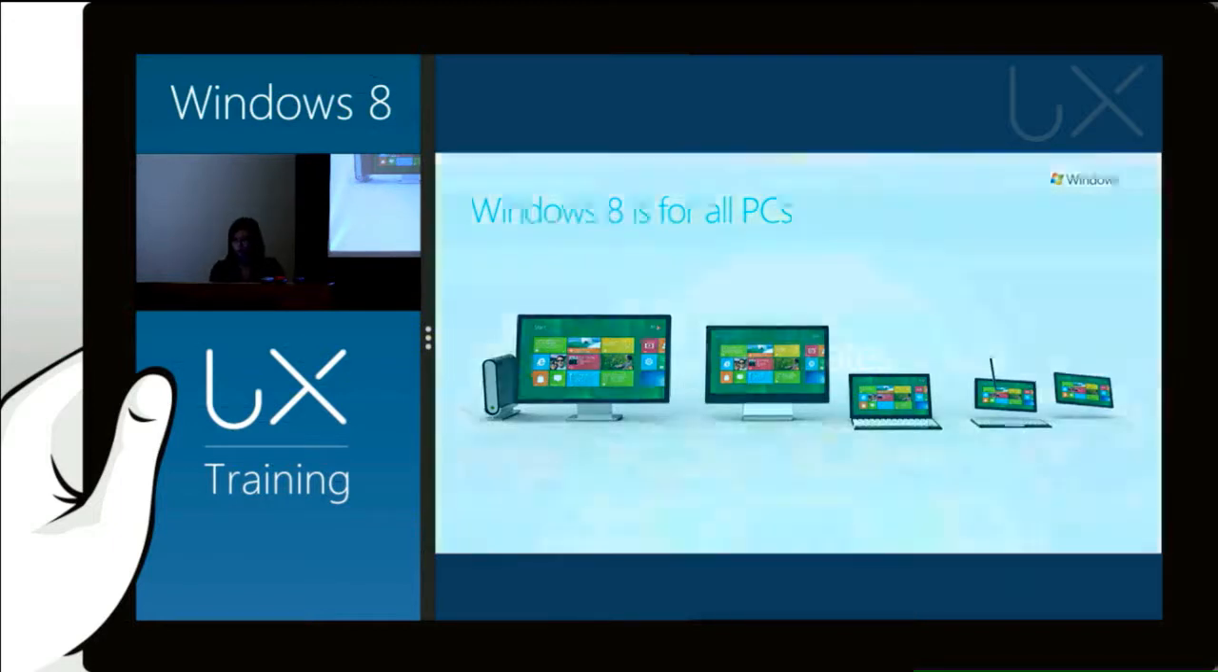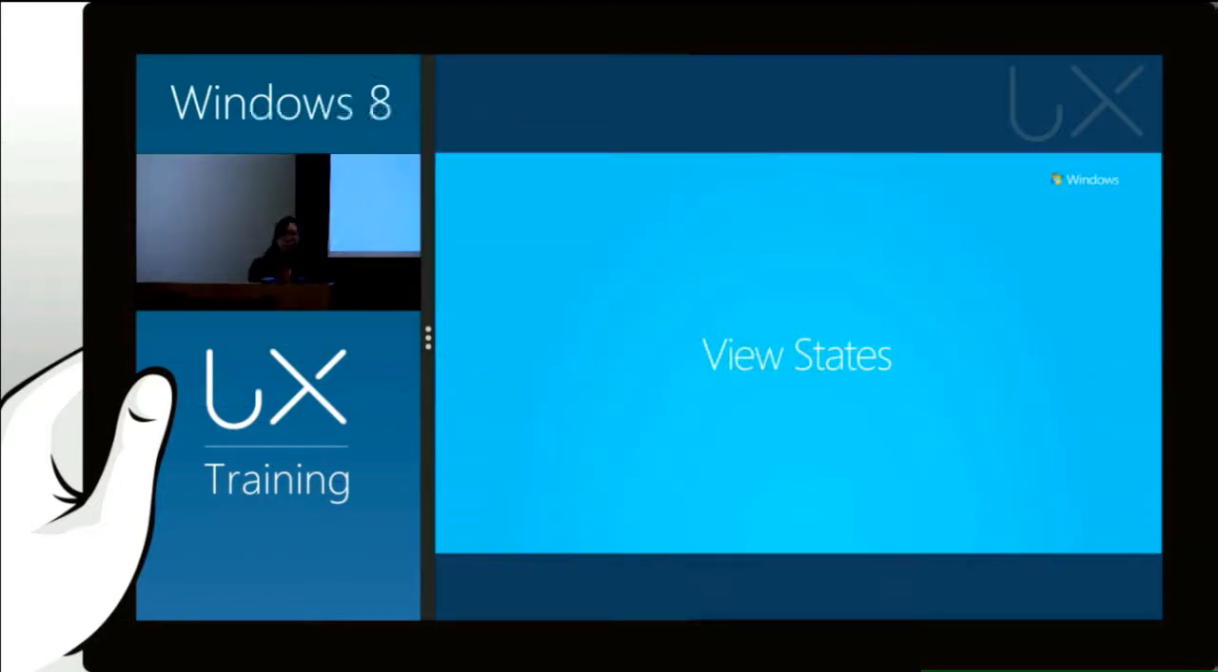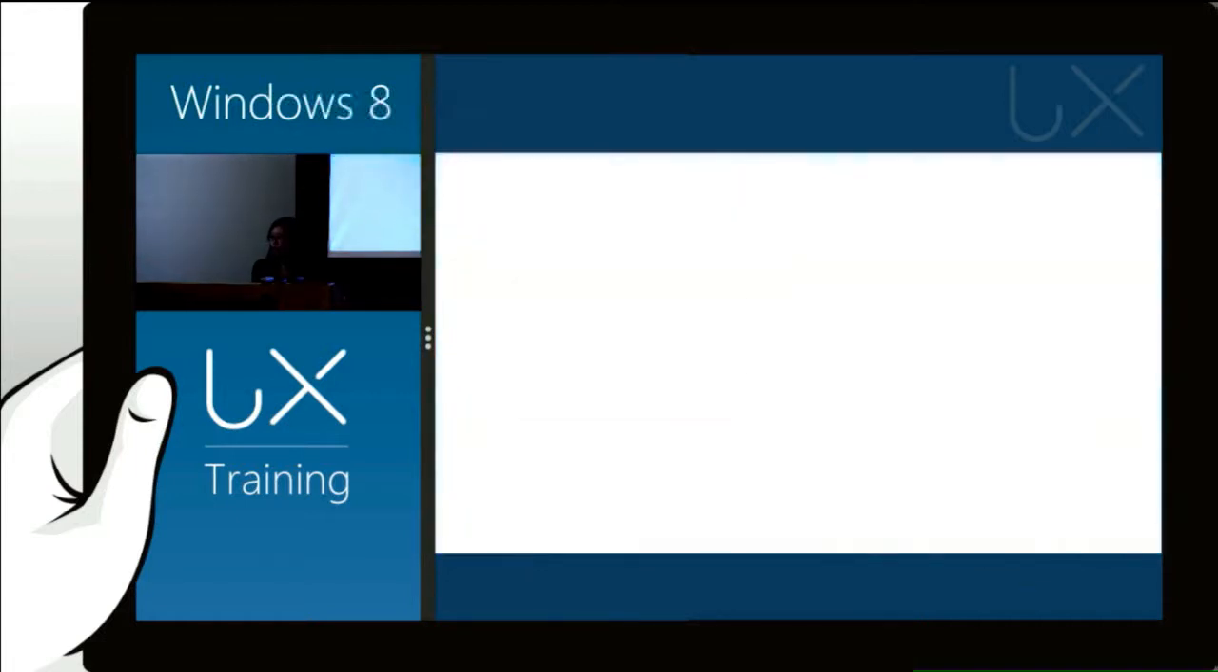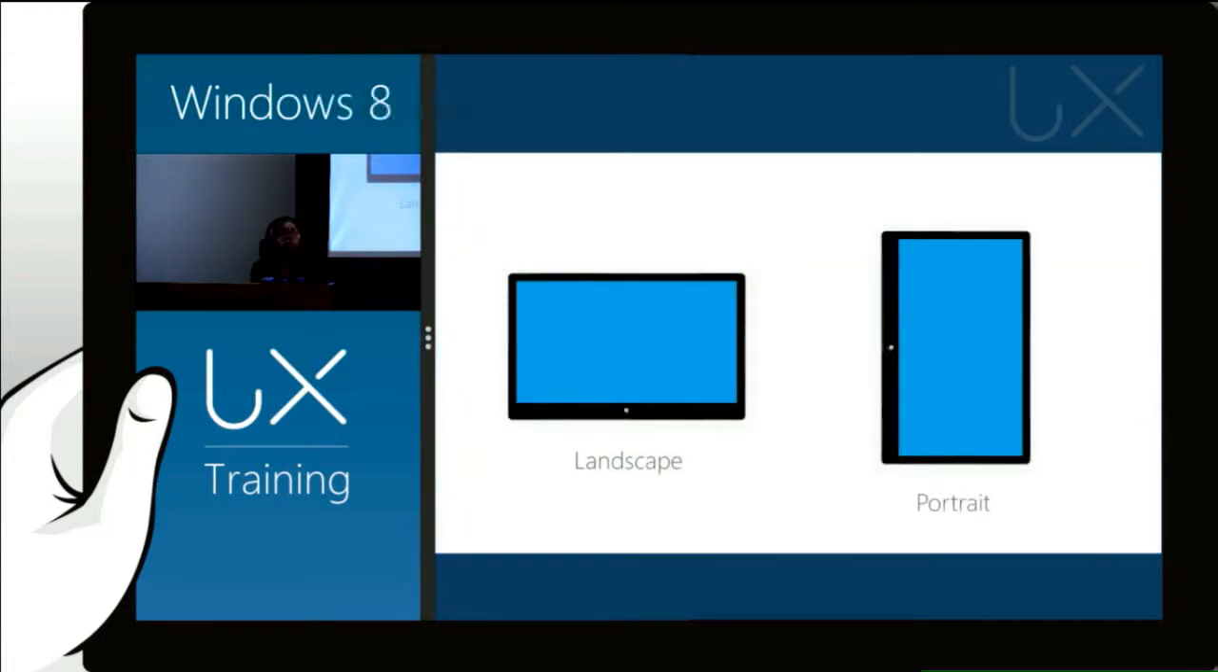And so, before we go deep, I just want to talk about some basics. First of all, view states. View states is a concept that we introduced in Windows 8, and is what we use to describe the shape of your app. It has information to help you decide how you want to lay out the content within your app. And so in Windows 8, there are 4 view states. Here are 2 of them.